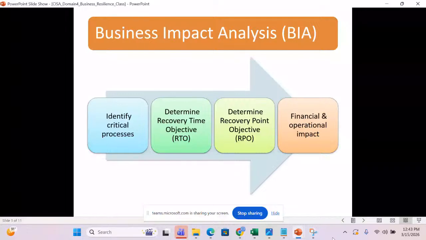So we are just saying that if you as a business don't properly put in place a proper business impact analysis by measuring your recovery time objective, which is your minimum downtime, and measuring your recovery point objective, which is your minimum data that you can lose, and also measuring your financial and operational impact, you will find yourself struggling when you have disruptions in business.